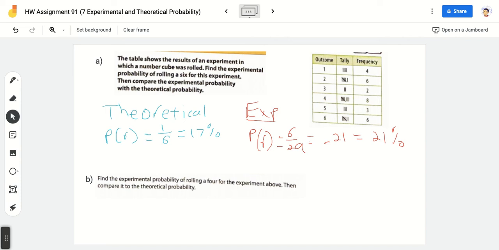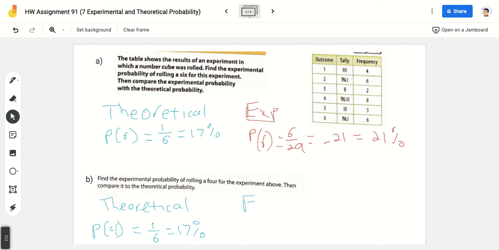Same thing, we're going to find the experimental probability of rolling a 4 for the experiment above, and we're going to compare it to the theoretical probability. Well, same deal. Theoretically, if I roll a 4, there's a 1 in 6 chance that that'll happen, which is 17%. And experimentally, what happened?